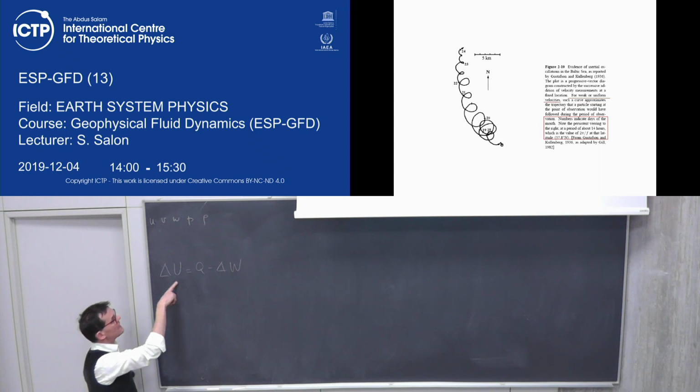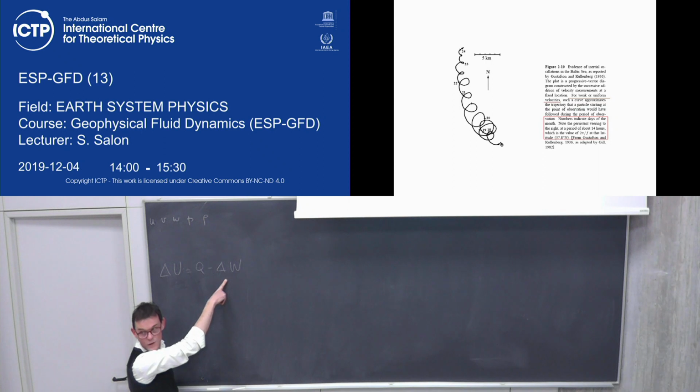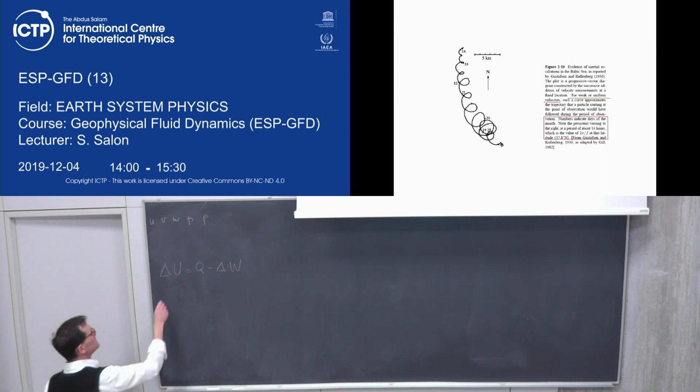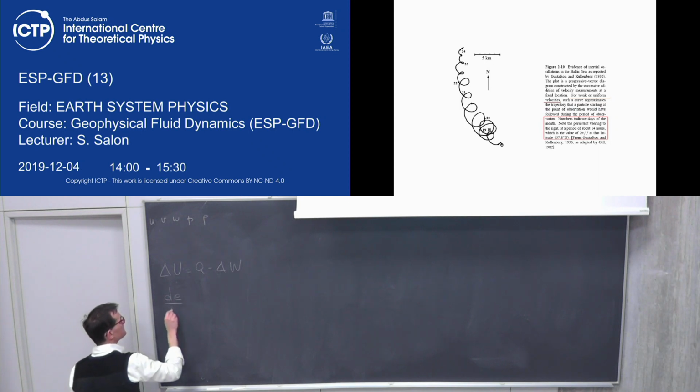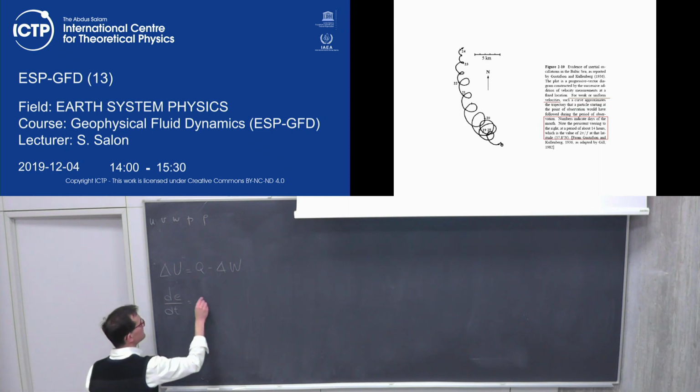So this is the variation of the internal energies in a system is due to what? To the heat and to the work, okay? To the mechanical work made on the system. So we will use this and express this delta U, the change of energy, by using the letter E, lowercase e, which is the internal energy.